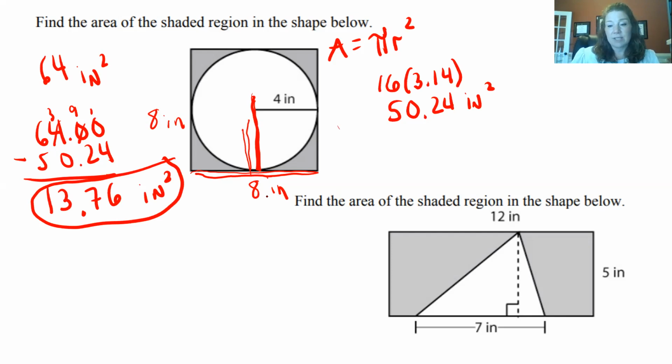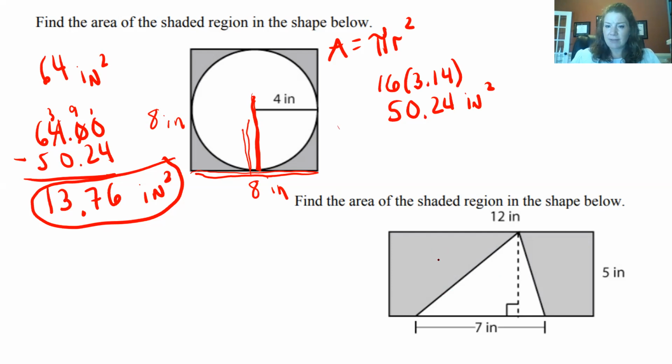The shaded part is 13.71, or 76, excuse me, 13.76 inches squared. All right, so let's go to the bottom of our screen here. So we want to find the area of the shaded region only. So we're going to find the area of the whole rectangle, and then we're going to take out that triangle that's in the middle, okay? So what are the dimensions of our whole rectangle? So the whole rectangle is a 12 by 5.